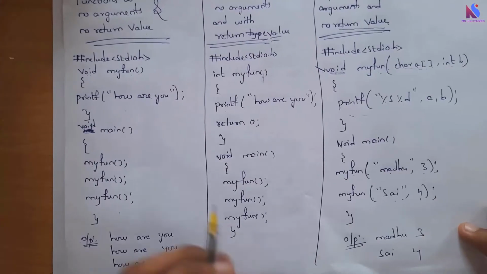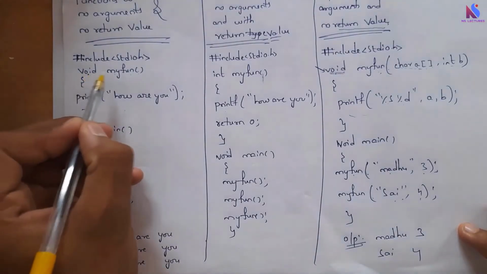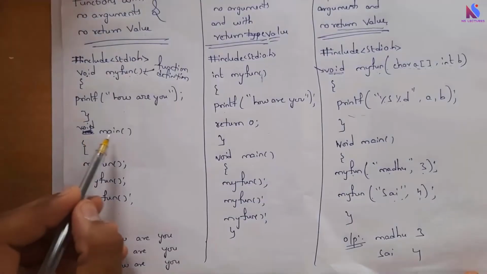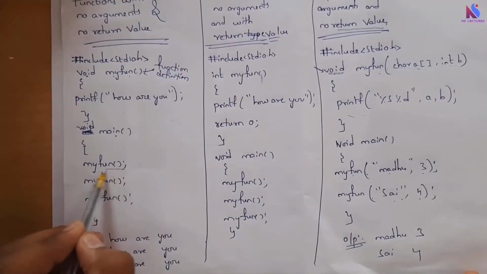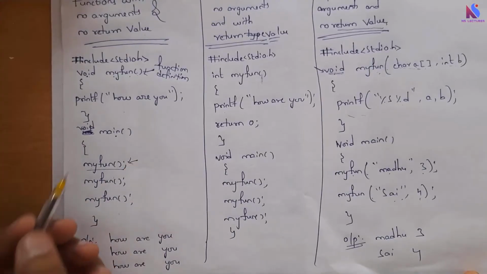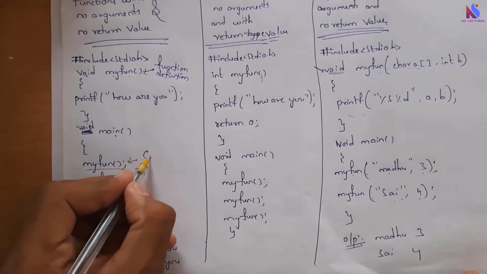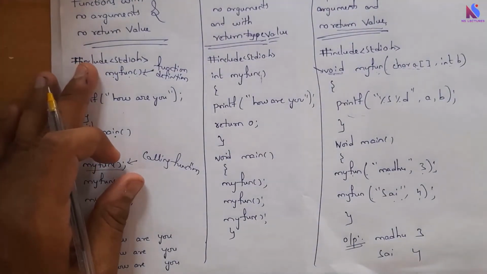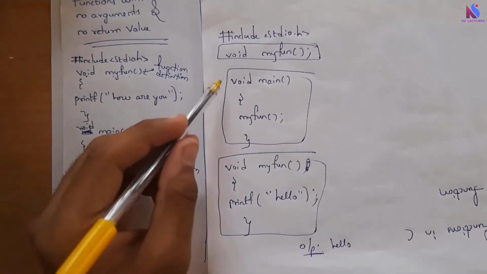Guys, in this example I wrote void myfunction. We call it the function definition, and I wrote void main. Inside this I am calling my function. So I call this myfunction which I wrote inside void main the calling function. Instead of writing this program like this, you can also write it in another way. The same program you can write like this.